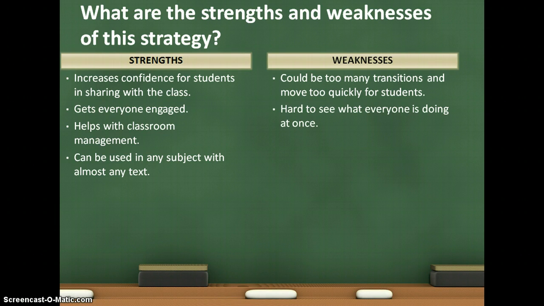And then the only other one I could think of was that it's hard to see what everyone is doing at once. There's a large chance that people will get off task and they won't be doing what they're supposed to be doing. But this does allow the teacher to roam around the classroom and to monitor what they are doing, and so that can be reduced.